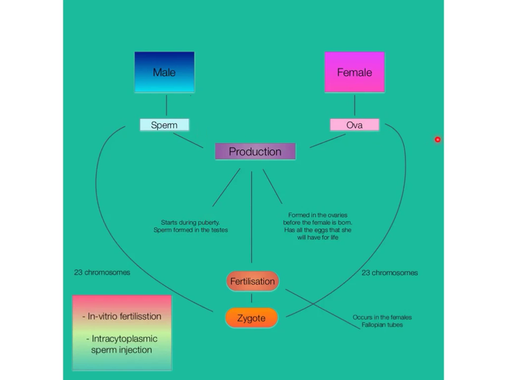When sperm and ova are created, they take a random half of the individual's genetic material to essentially make half a cell. These two half cells are able to join to make a complete cell called a zygote in a process called fertilisation.